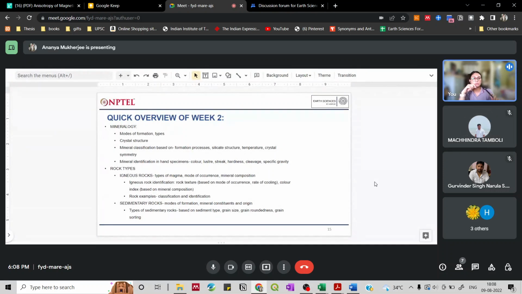Okay, so there are three modes of occurrence. One is when the magma, after it's extruded from the Earth's surface, cools down, or it's also beneath the Earth's surface and it's cooling down. So the cooling of magma is one of the ways that minerals crystallize.